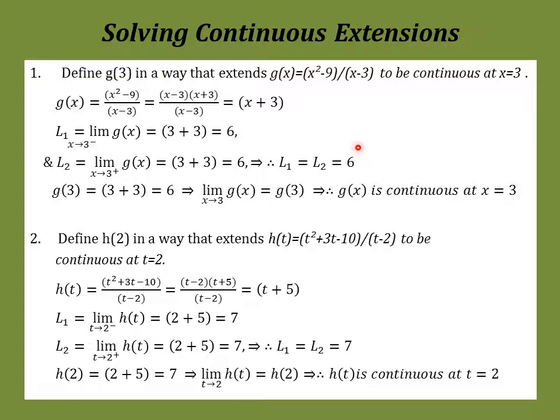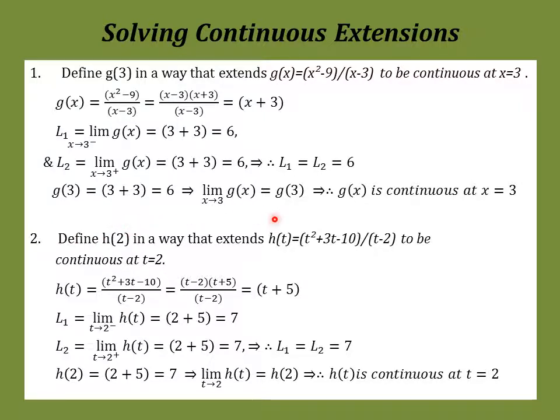The continuity wants to check the function itself, which is now g of x equal x plus 3. That's why we took g of 3 and substituted 3 and then the result is 6. So the limit of the function is equal to the function itself at x equal 3, and that's why g of x is continuous. Again, with number 2 we have h of 2.